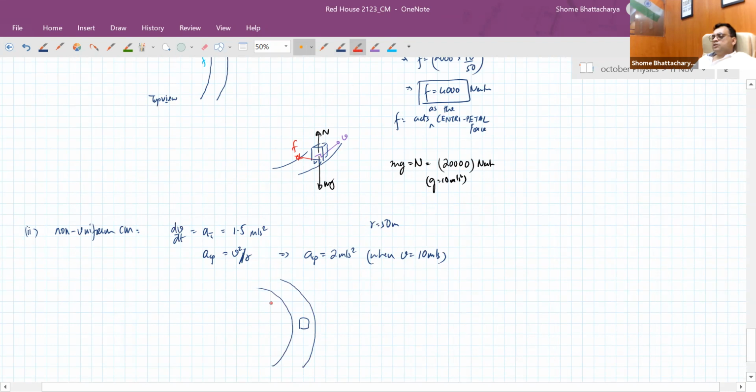Now friction will be in some sort of direction like this, such that it has a centripetal component as well as a tangential component. So net force only will be friction.